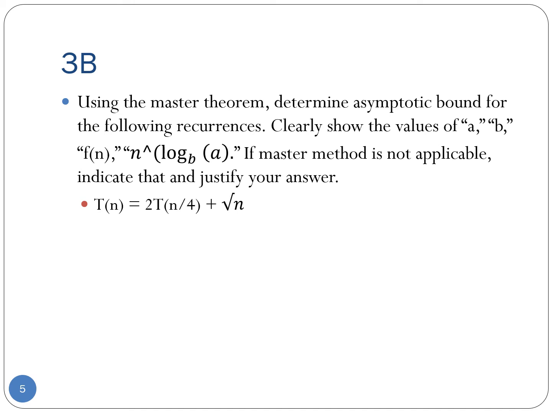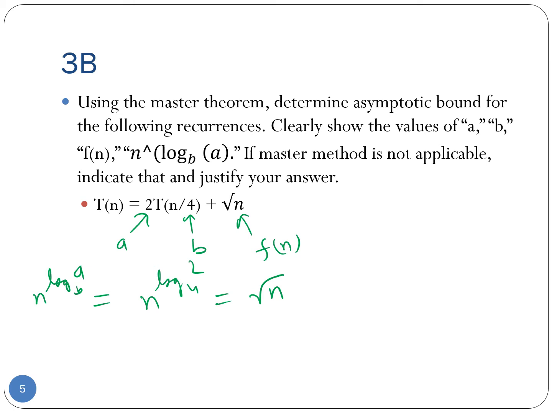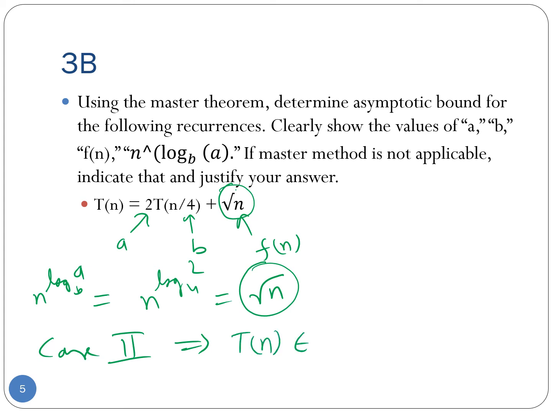Here again we have to figure out the same thing, so let's quickly do this. This a is 2, b is 4, f of n is square root n, n to the power log base b of a is basically n to the power log base 4 of 2, which is again square root n. Now clearly in this case this square root n is the same function as f of n, which is square root n here. So here case 2 of the master theorem applies, which basically means T of n belongs to theta of square root n log n.